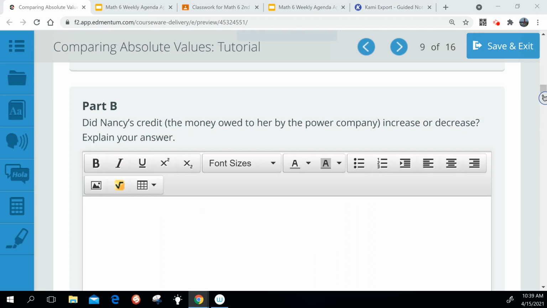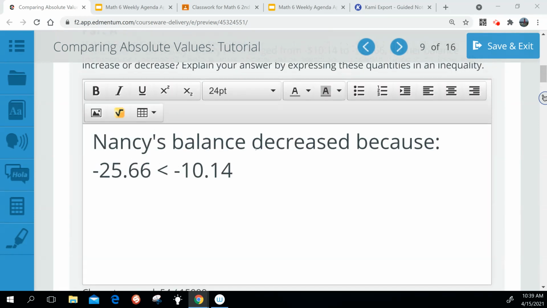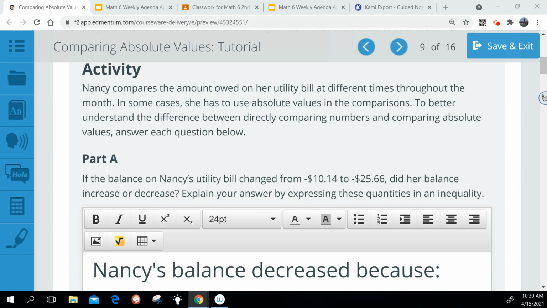And this says, did Nancy's credit, the money owed to her by the power company, increase or decrease? And explain your answer. So remember in the introduction of this tutorial, when Nancy had a negative 10 balance, the power company owed her $10, right? She had a $10 credit. So we want to look back at those numbers in part A and understand if we went from negative $10.14 to negative $25.66, did the credit, the money that the company owes her, go up, increase, or go down?